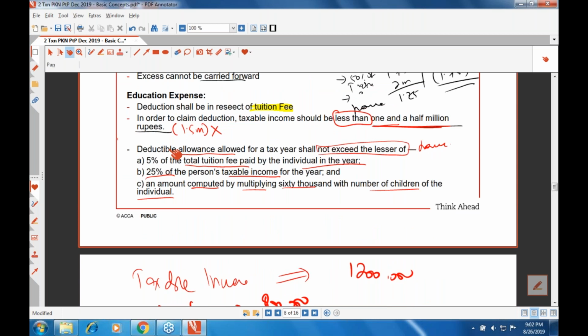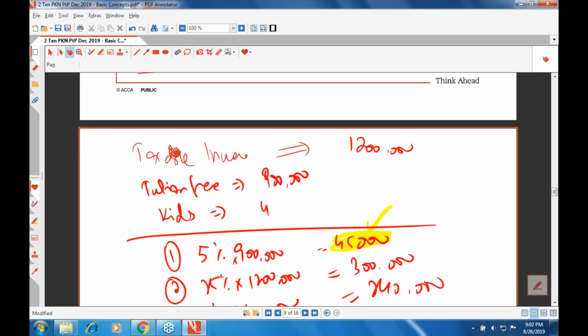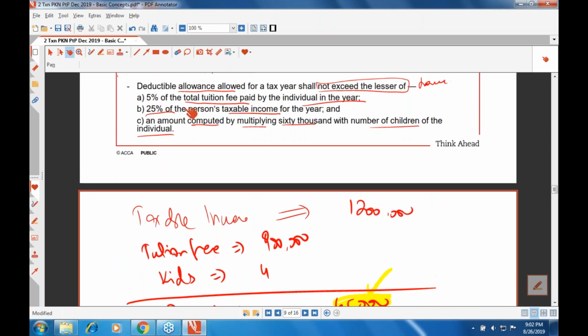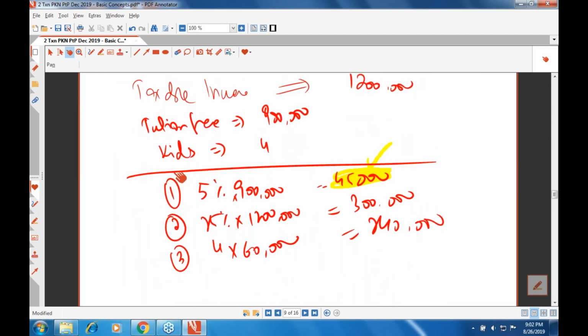Okay, so when we talk about the educational expenses, this is how we claim the deduction, which is actually the lower of 5% of the total tuition fee, 25% of taxable income, and an amount computed by multiplying so and so.